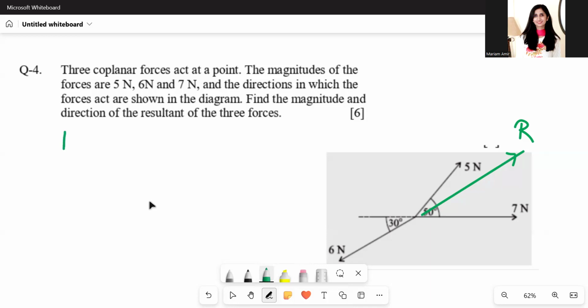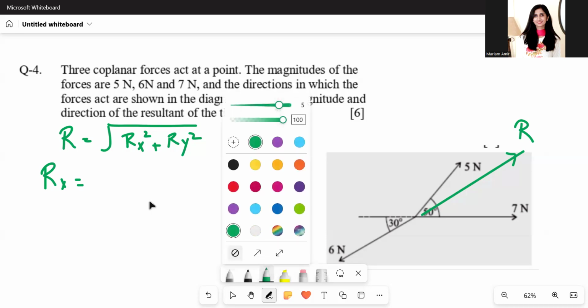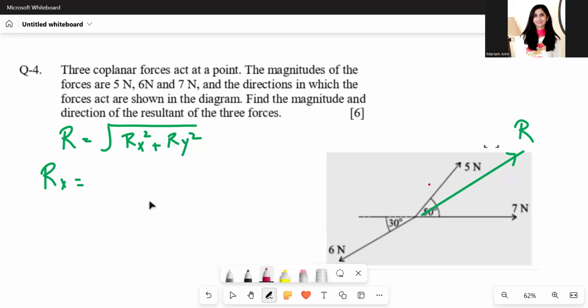the angle. For R, we have to take the square root of its x component and y component, basically apply Pythagoras on its x component and y component. How do we find the x component? We find the x component of these three forces and add the ones in the same direction and subtract the ones in the opposite direction. So this horizontal component is just 7.